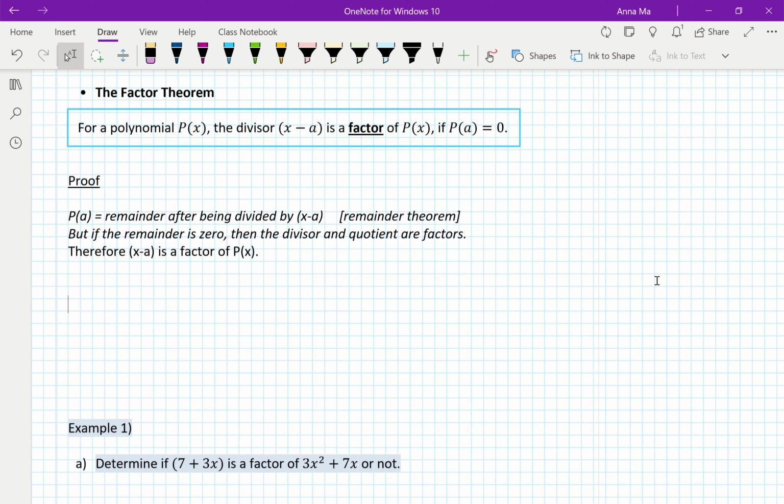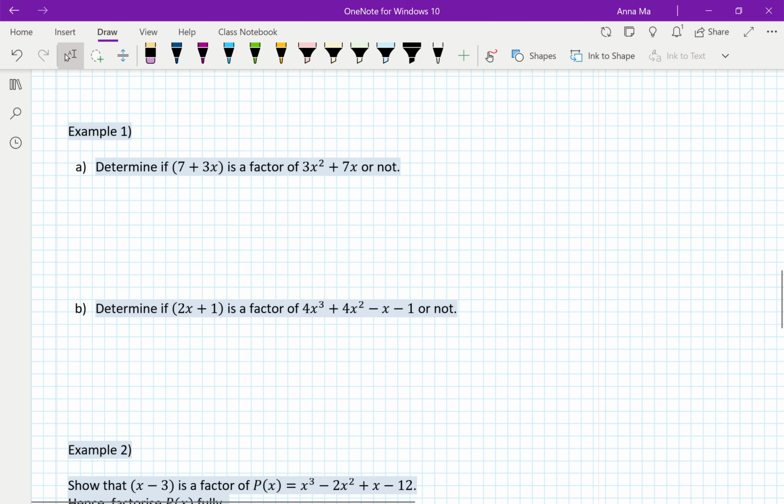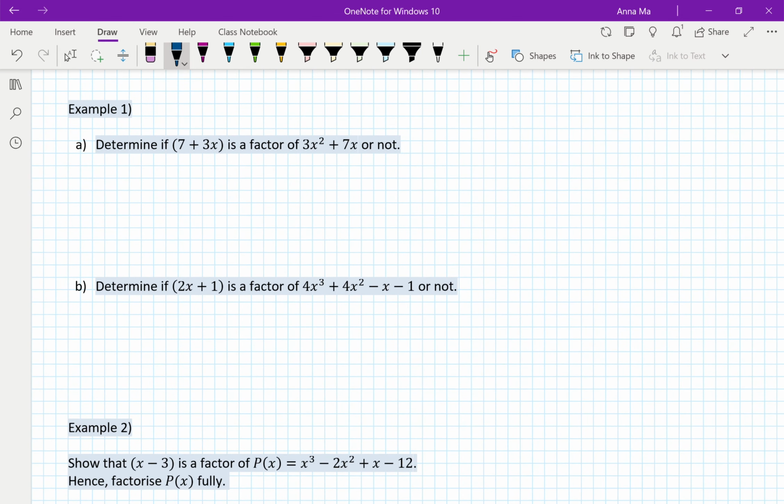So, if you see the word factor, then you need to instantly link it to the fact that the remainder is equal to 0. Having that in our mind, let's have a look at example 1. If the question says, determine if 3x plus 7 is a factor of that or not, we are not going to use long division anymore. We're just going to use the factor theorem and say whatever this divisor makes 0, so that's x equals negative 7 on 3. We are going to sub it into our polynomial to see if it gives a remainder of 0 or not. So let's sub it in.